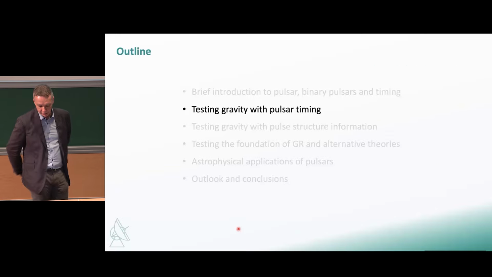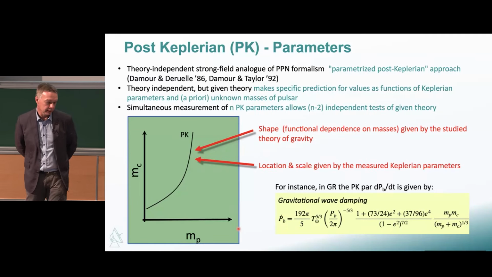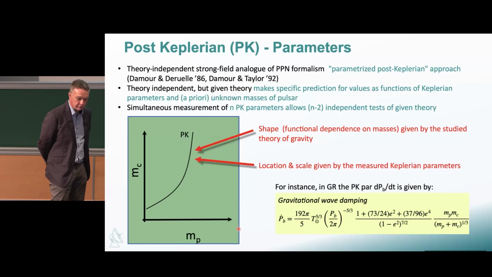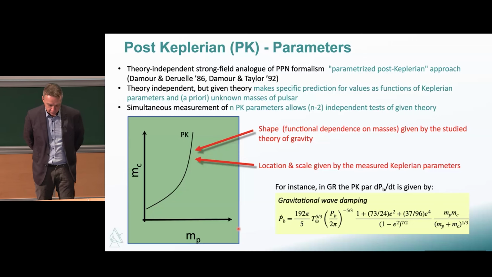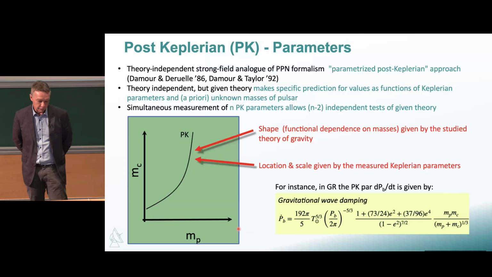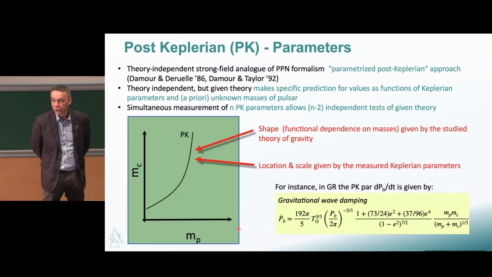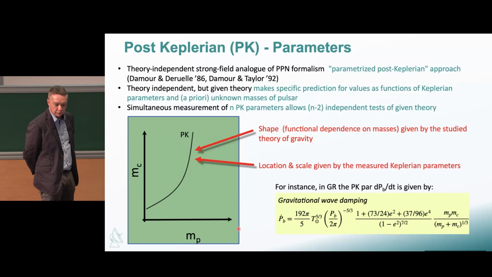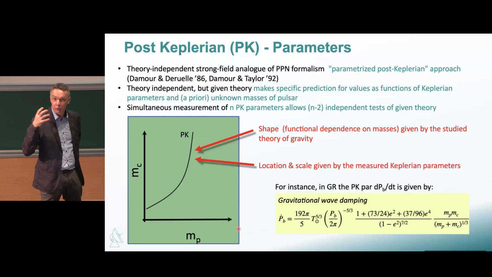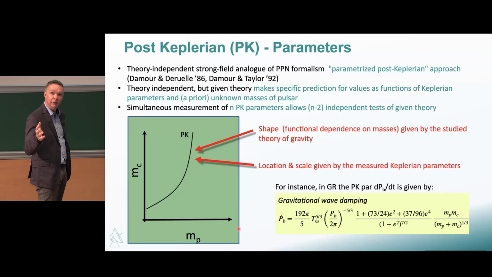I'd like to give you some examples. And again, this is the important technique. This is now basically at the heart of our gravity test, what Thibault and others have developed after the discovery of the Hulse-Taylor pulsar. Again, we look at these post-Keplerian parameters, which, as he explained, are a theory-independent analog to the PPN formalism. It's a phenomenological description of what the orbit does, so that we can describe the times of arrival.